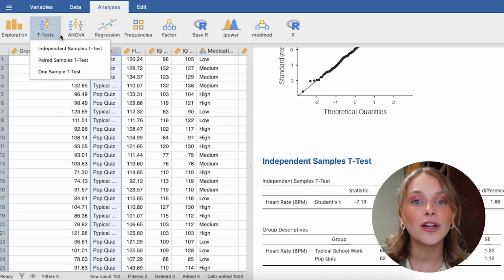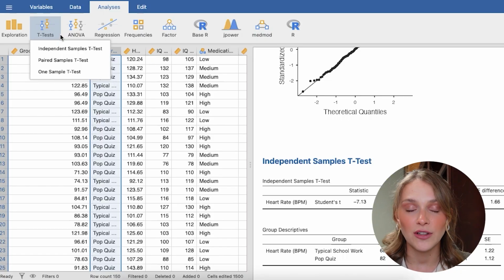So when we open up our data set in Jamovi, we're going to go through how we can test the assumptions of that kind of analysis and then how to actually conduct the analysis and take a look at the output. What you're going to do when you get into Jamovi is go to Analysis, then select T-Test, and you'll see that there are three options there. The one that I want you to select for this is the one sample T-Test.